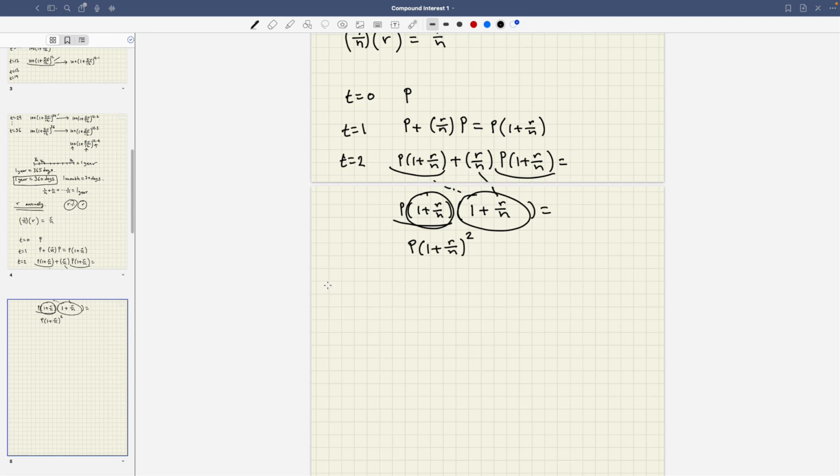Simple. Let's just see one more iteration. Say after the third compounding, the new quantity that we have is this, plus interest. That's the new quantity, plus interest added to the quantity.